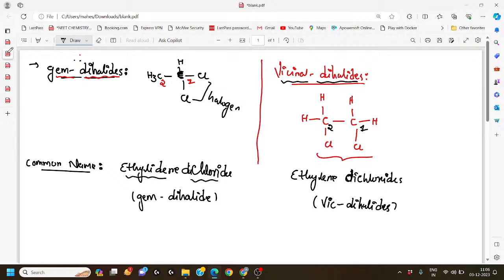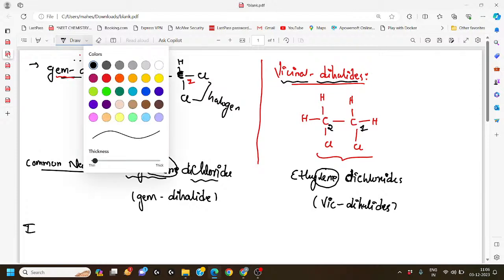Now let us understand the IUPAC name. When two halogens are attached to the same carbon atom, we name it ethylidene. You have to remember this point. But in the case of vicinal, it is ethylene. You have to differentiate this point.